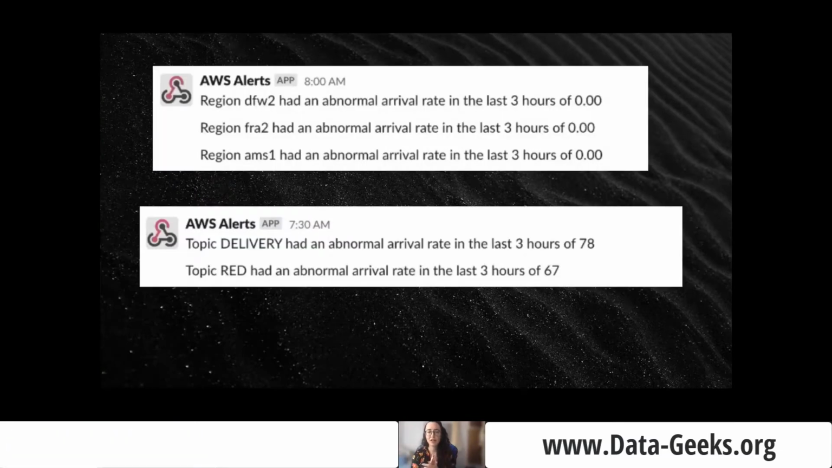So these are just some snapshots of our alerts. Our alerts are popping in Slack, and you can really see there was an abnormal write for a few regions of 0 into Kafka. And you can probably say that if all regions are with 0 arrival rate, the problem is probably not with the replicator. And in the second picture, you can see that for topic deliver and for topic read, the arrival rates were 78 and 67. So our alerts look pretty much like that. They're really helpful. Next slide.